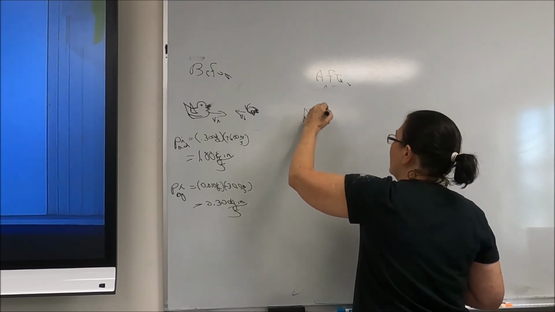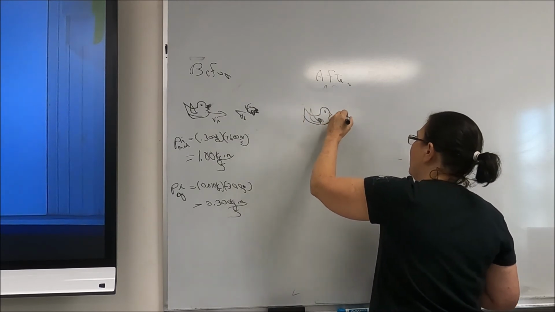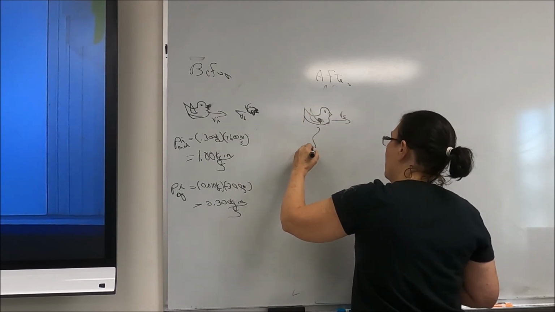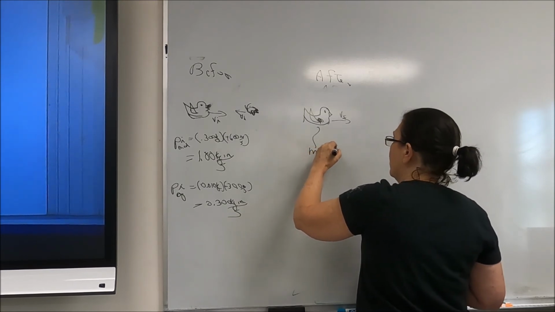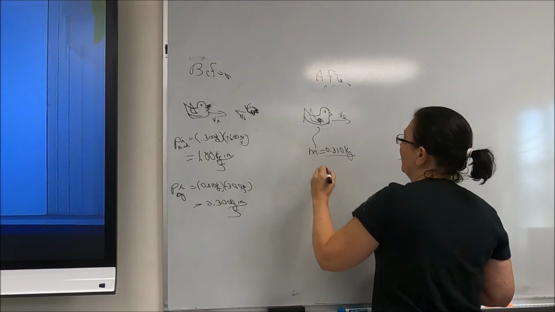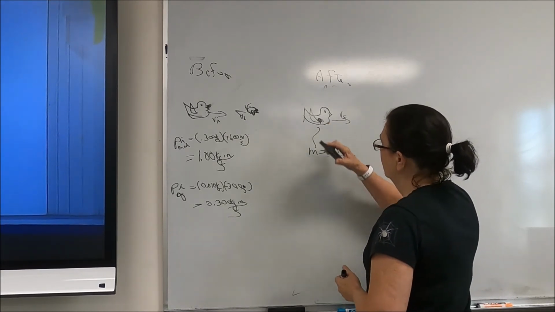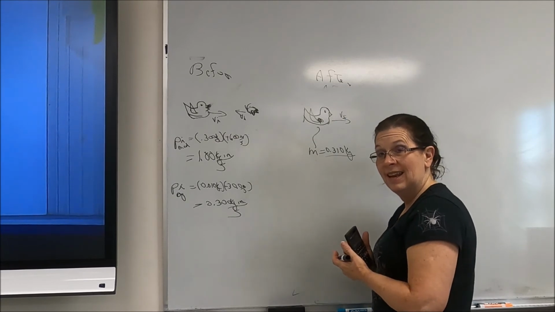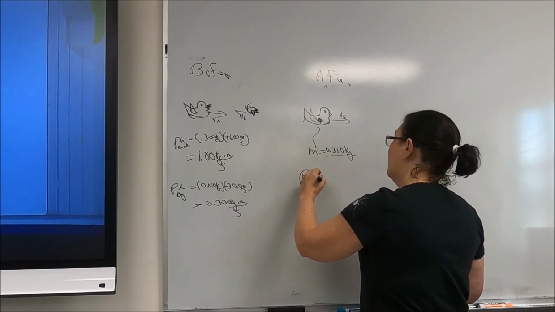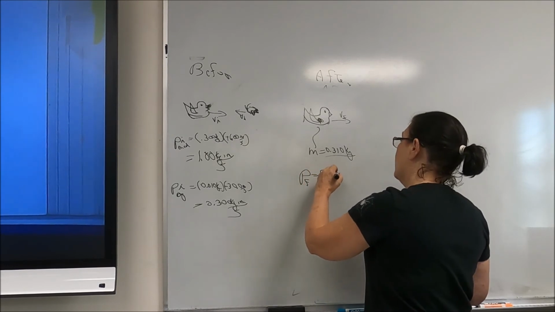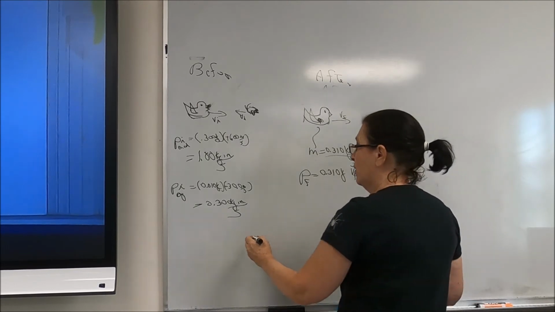Mouth closed now because he's got his bug, and the little bug's inside. It's going to have a V final. Now I have a new mass of 0.310 kilograms because the bug is inside the bird. This is an inelastic collision. They're together. Momentum final here is going to be 0.310 kilograms times V final.